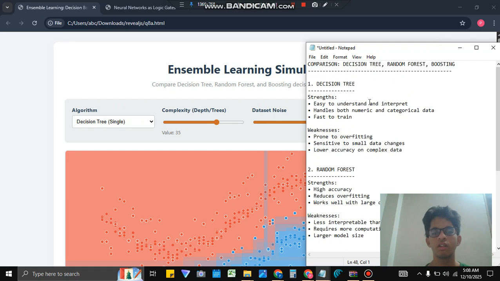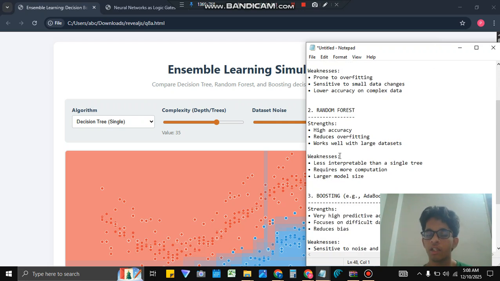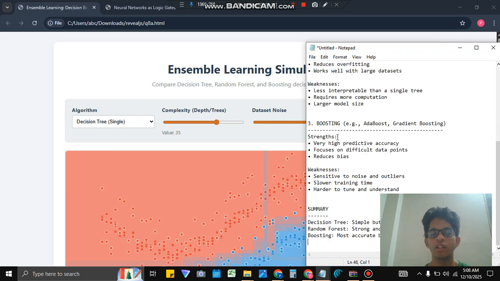weakness for each. So starting with decision trees, its strengths are it's easy to understand and interpret. It handles both numerical and categorical data. It's fast to train. In random forest, the strengths are it has high accuracy, it reduces overfitting, it works well with large data sets. In boosting, the strengths are it has a very high predictive accuracy. It focuses on difficult data points, it reduces bias.